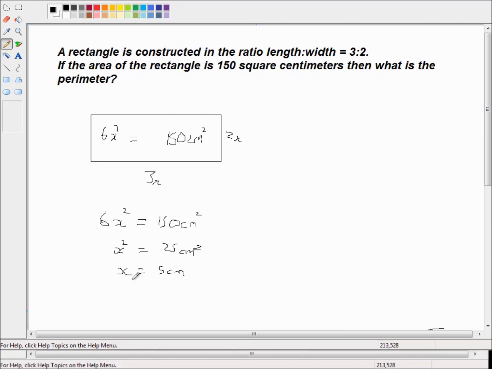Alright then, so now we know that our scalar multiplier is 5, we can say that the length is actually 3 times 5, which is 15 centimetres. And we can say that the width is 2 times 5, which is 10 centimetres. So the perimeter is 15 plus 10 plus another 15 plus another 10. So that's 2 times 15 plus 10, which is 2 times 25, which is 50 centimetres.